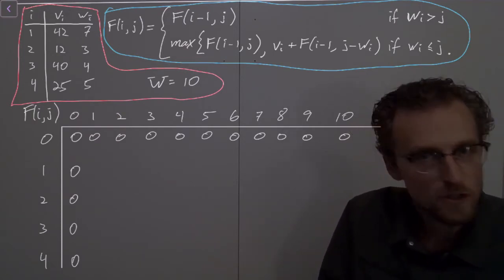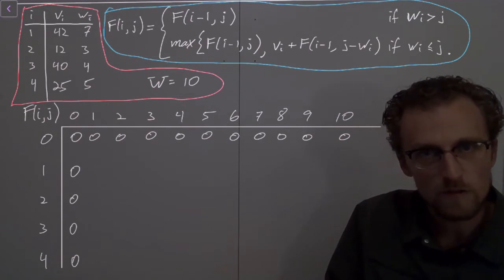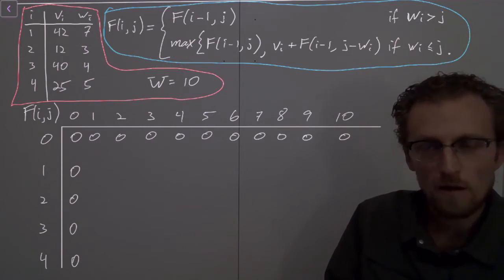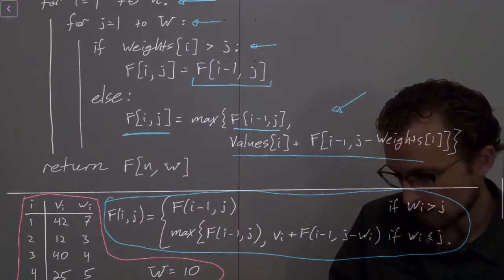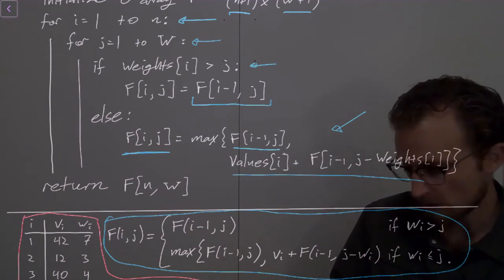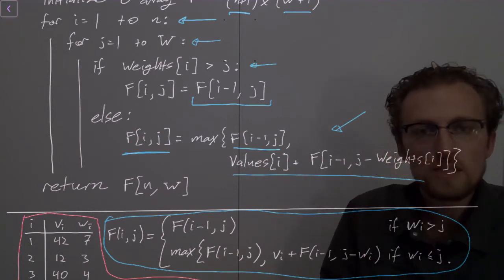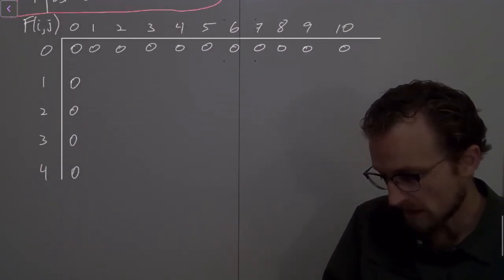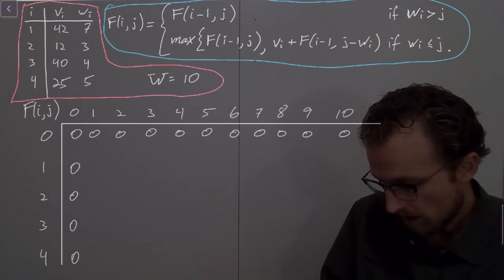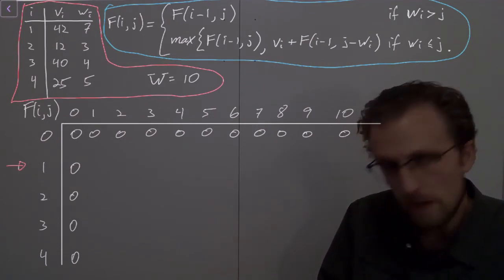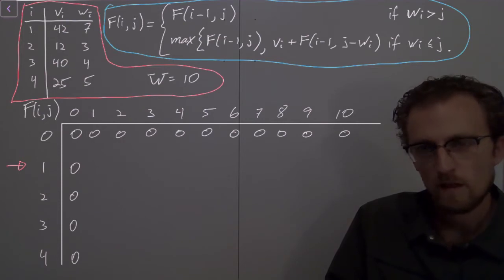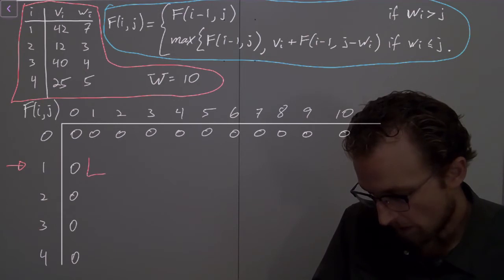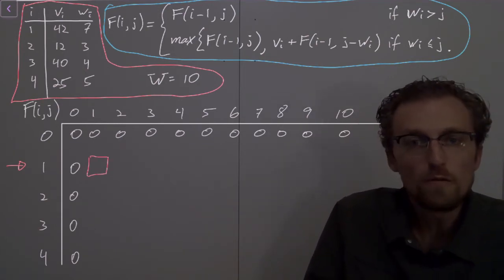Then what we do is we start working our way through the rows and columns of the table. The nesting of the for loop doesn't matter too much, but we can just follow the pseudocode we have right here. The way the pseudocode works is the outer loop is the i loop, the item loop, and the inner loop is the weight. So what that means is that we begin here and work our way across the first row. What does it mean to work our way across the first row? Well, let's sit here in this box and solve this subproblem.